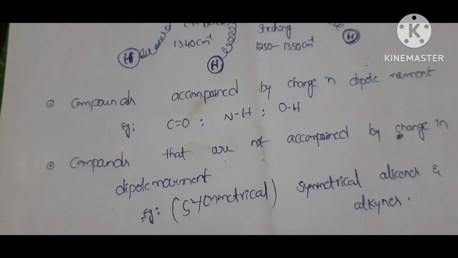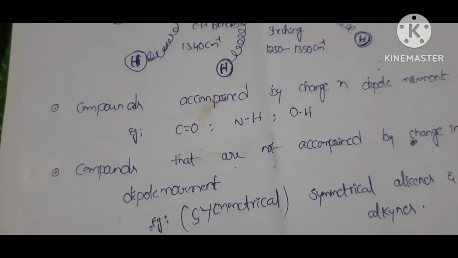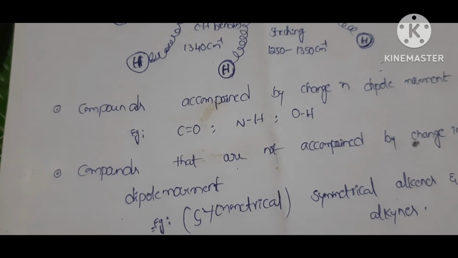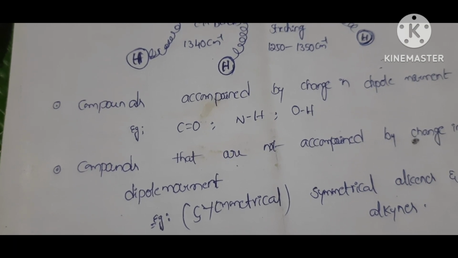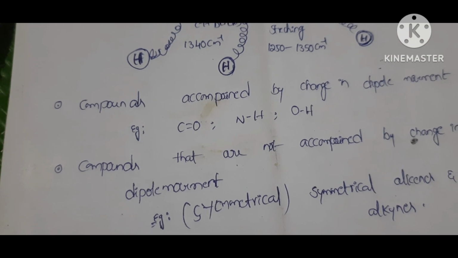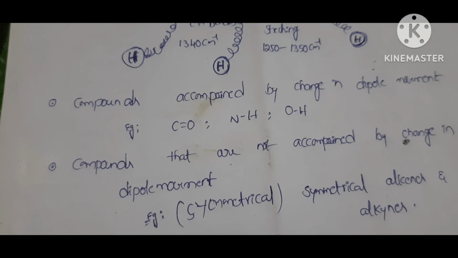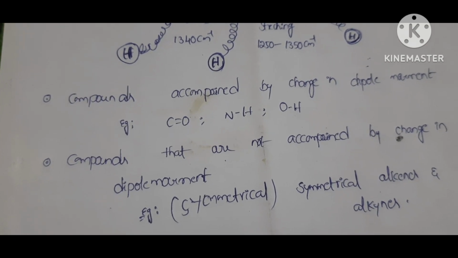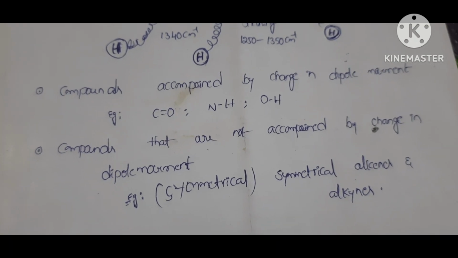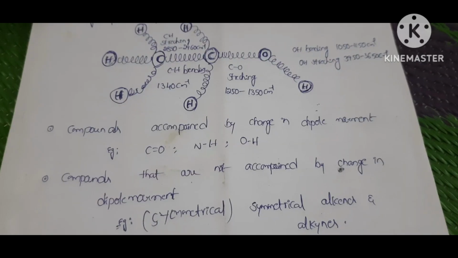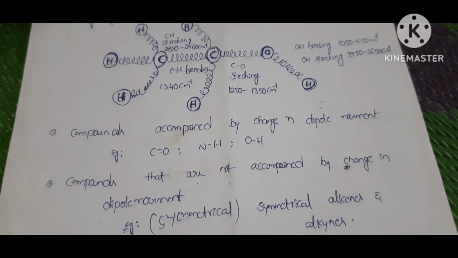I forgot to tell you one thing: compounds that are accompanied by a change in the dipole moment are called infrared active compounds. For example, C double bond O, N single bond H and O single bond H. These exhibit a change in the dipole moment and are called infrared active compounds. There are certain compounds that do not exhibit a change in the dipole moment. Examples of these are symmetrical alkenes and alkynes. This is regarding the definition and the principle of IR spectroscopy.